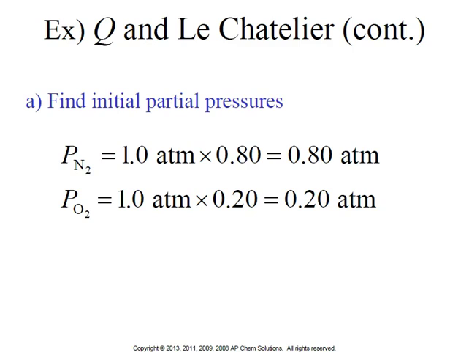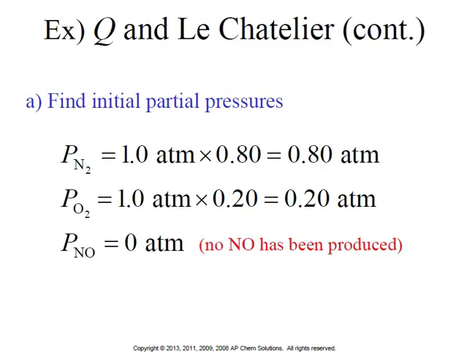Notice that the pressure of the nitrogen and the pressure of the oxygen together add up to 1, which is your total pressure. So in terms of pressures, whatever percentage of something is in the sample, that is also the percentage of the pressure that it's going to make up. So there are our partial pressures for each of those initially. We don't have any nitrogen monoxide in the beginning. None of that has yet been produced.